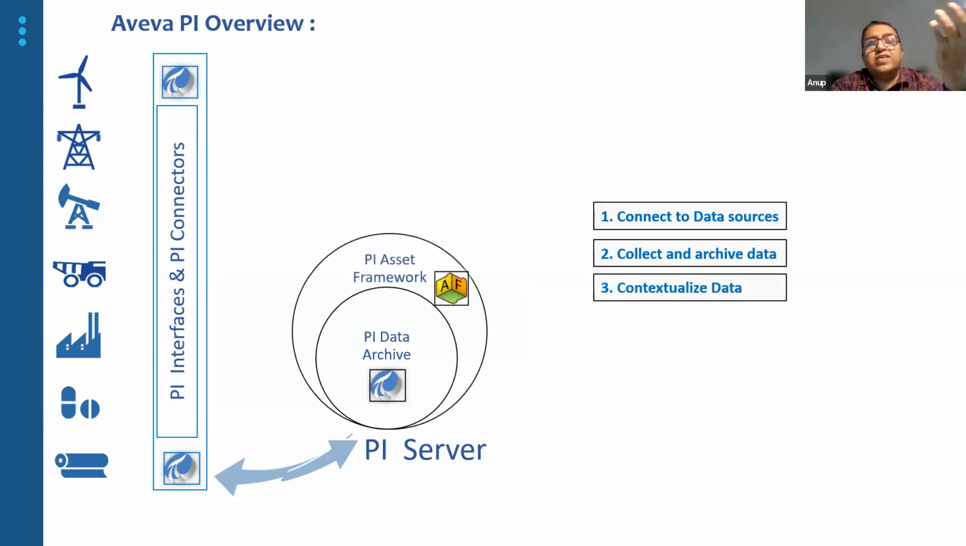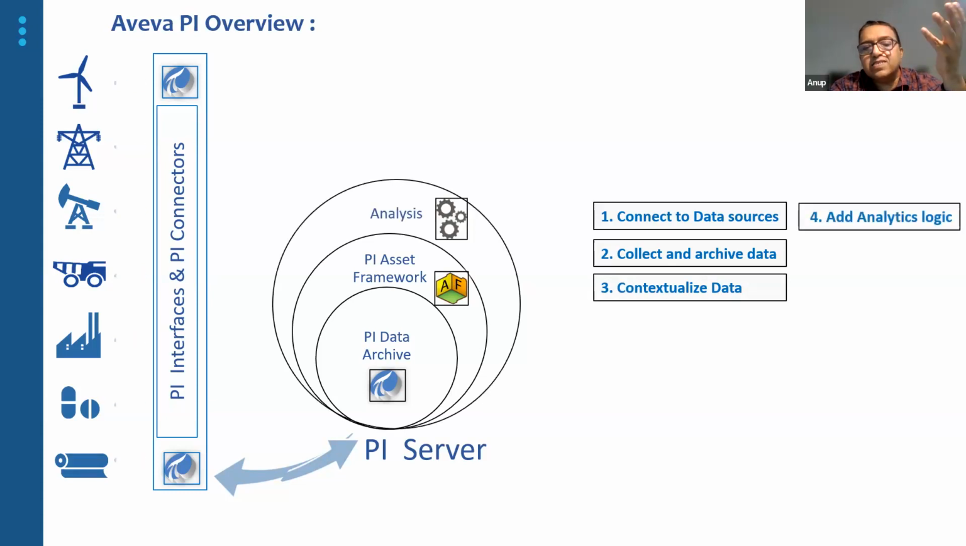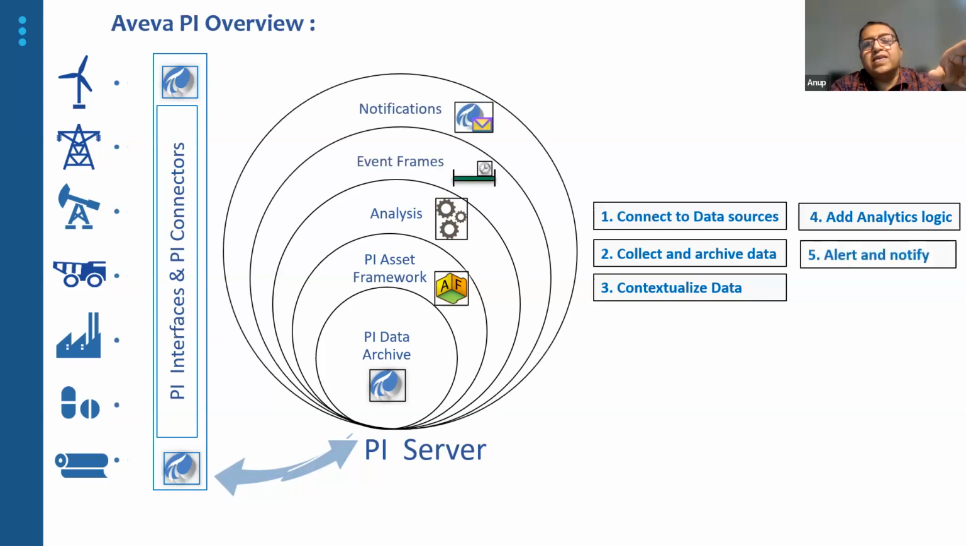Then contextualize data. The data is available. How do you contextualize it? Well, PI Asset Framework helps us in this aspect. Then analytics. Data is available, we need to analyze it. So man is not analyzing it. This is pre-analyzed. You tell us the logic, we embed it, it gets analyzed automatically, and an alert and notification comes to you. And Event Frames is a beautiful program which will be able to capture any process, any activity. You are able to easily capture it using Event Frames as software.